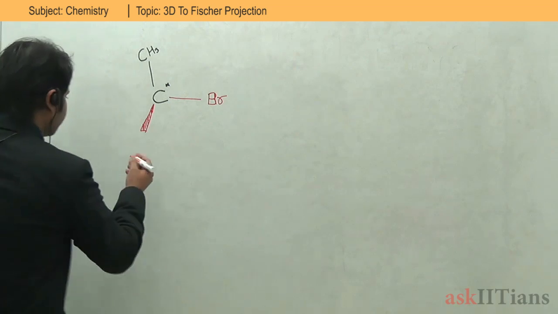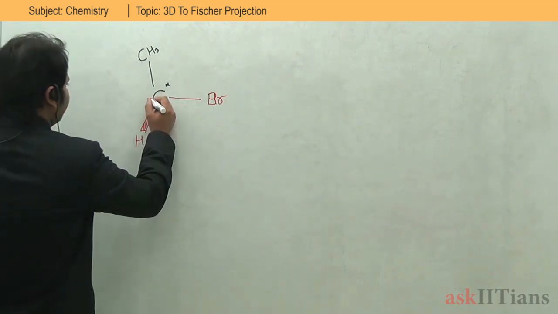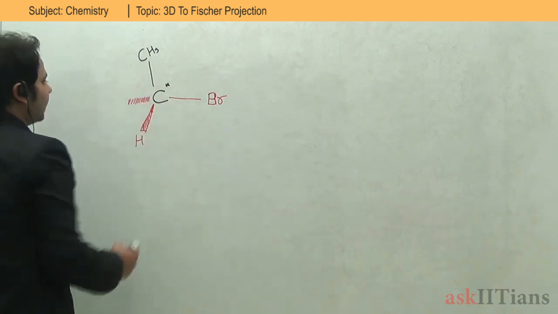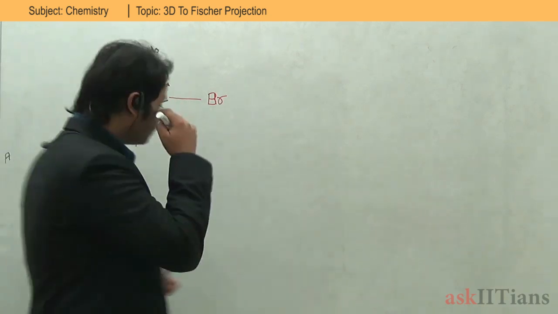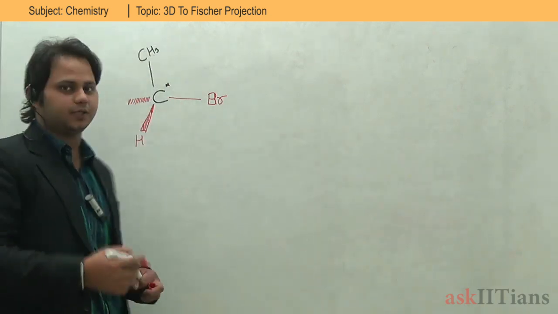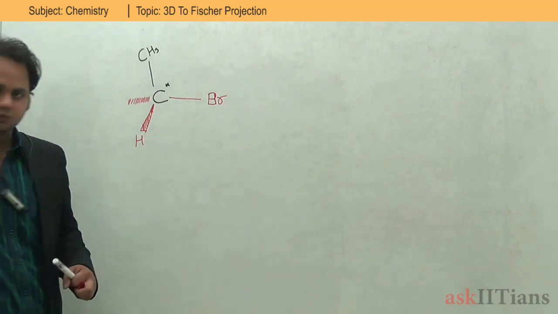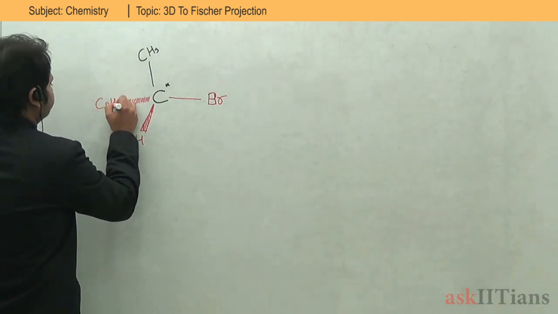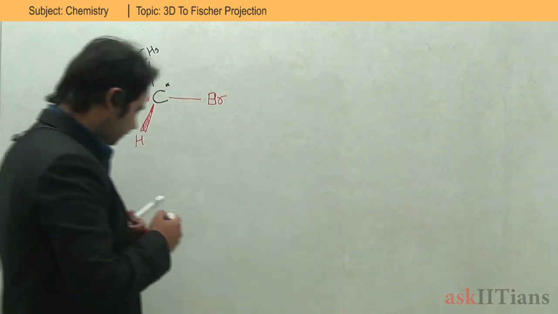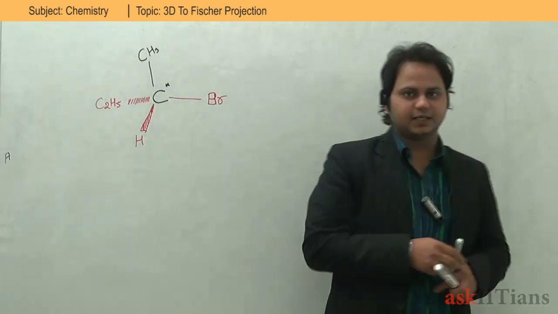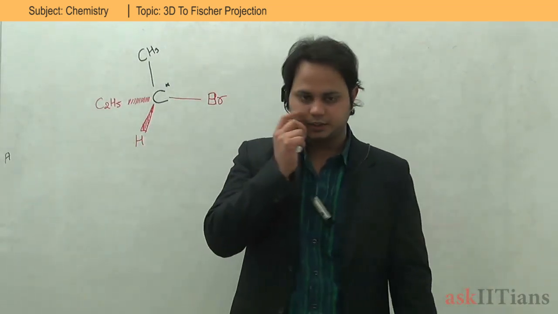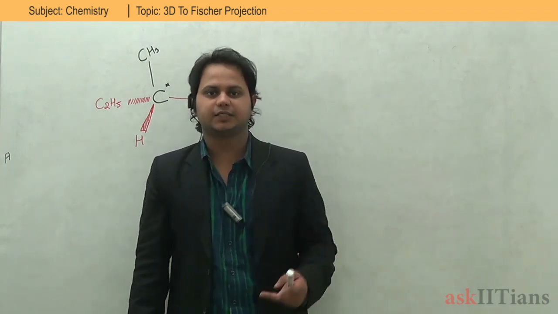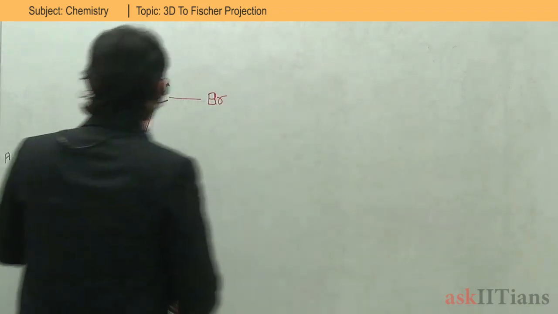At the wedge position I'm having, let's say, H, and at the dash position, dash is basically to represent the bond that is going inside the plane, and the wedge bond is basically to represent the bond coming outside the plane. So this is where I'm having C2H5. Let's say I'm having only one chiral carbon, and then we move on to another chiral carbon, then we're going to take two chiral carbon atoms within a single compound.